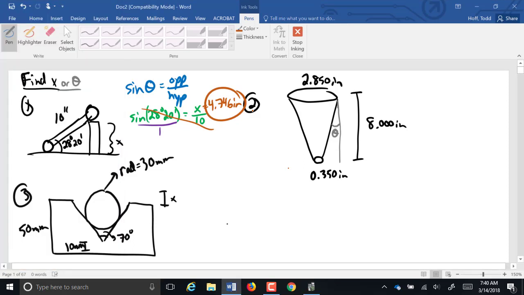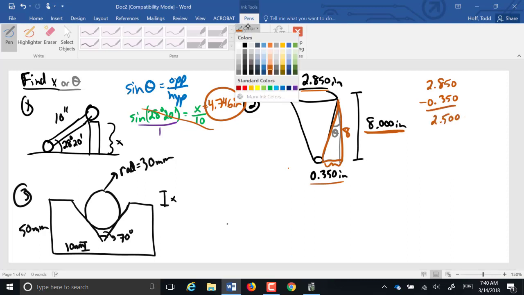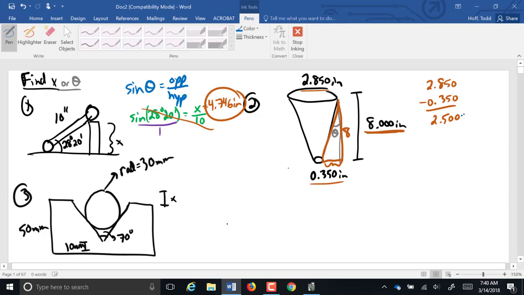Okay, now number 2 here. We need to find our triangle. We're looking at this triangle right here. We know this side is the 8 inches. It's this side here we need to find. That side is going to be half of the difference between our two diameters. So 2.850 minus 0.350 is 2.500. That's the difference in diameters. We need to divide that by 2. 1.250. So this here is 1.250.